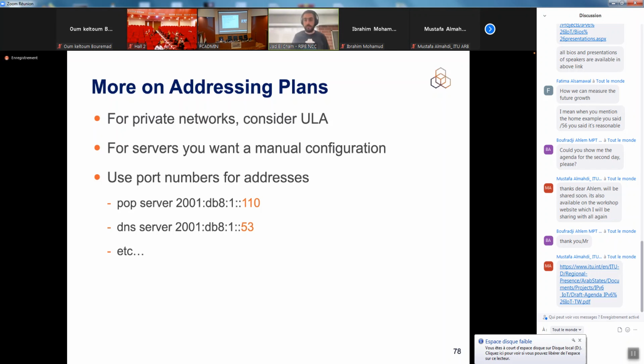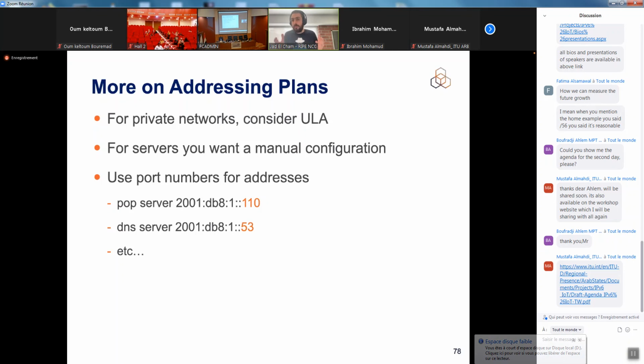Now, for servers, if you are running servers, you might need to do manual configuration. So no SLAAC. Remember, I talked about this phone being able to generate its own IP address. This is nice for a phone or a laptop at Starbucks, but that's definitely not good for a server, for example. All right?